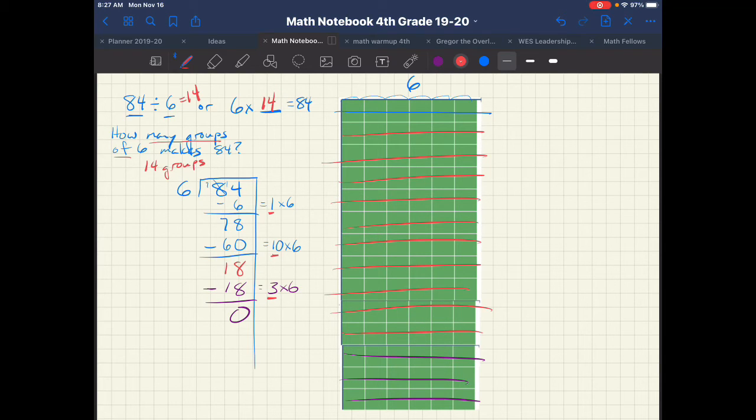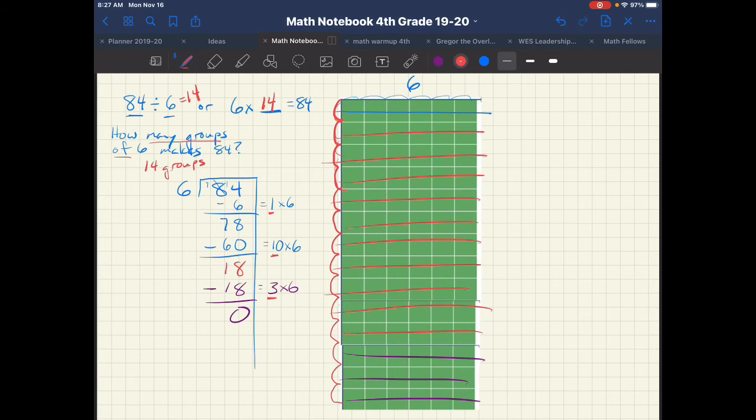Okay, there are 14 of these rows. 1, 2, 3, 4, 5, 6, 7, 8, 9, 10, 11, 12, 13, 14. Okay, that's what division means.